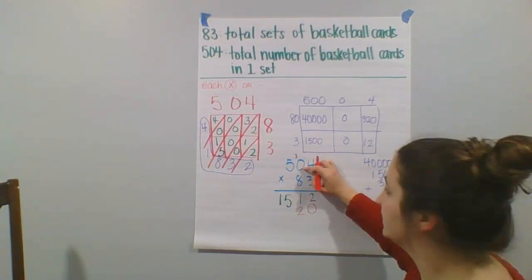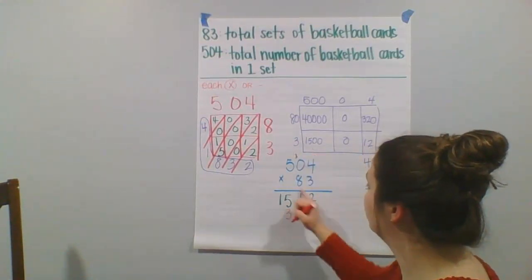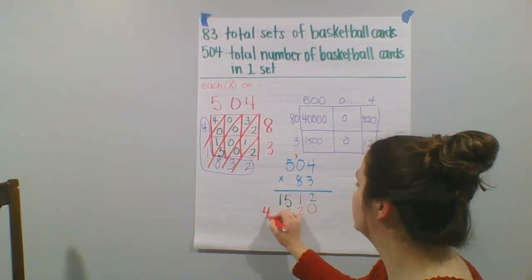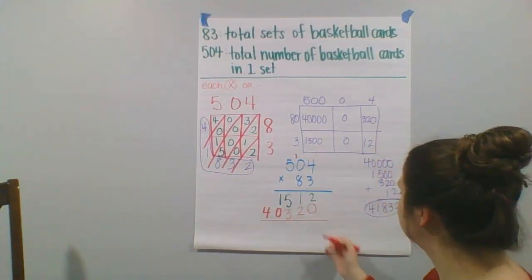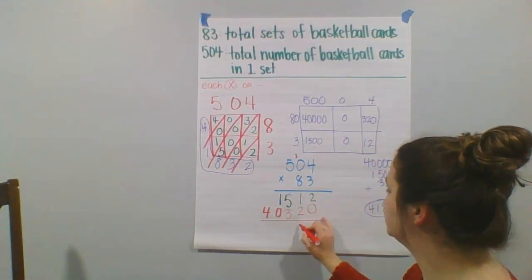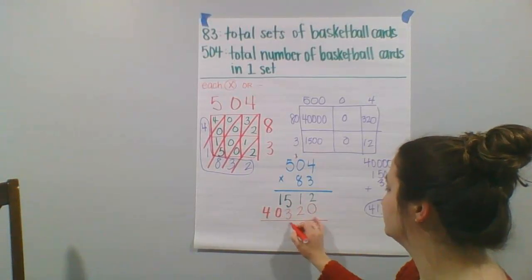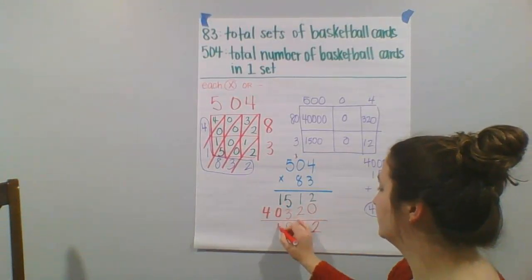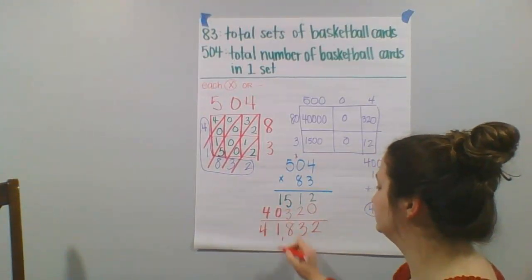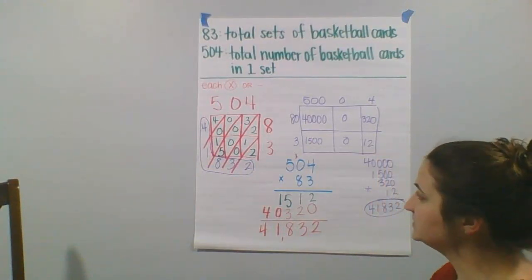8 times 0 is 0, plus 3 is 3. 8 times 5 is 40. And then let's add. We have 2. 1 plus 2 is 3. 5 plus 3 is 8. 1 plus 0 is 1. And then we'll bring down our 4.